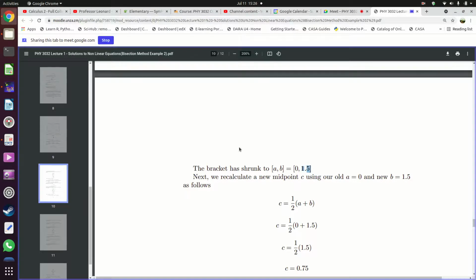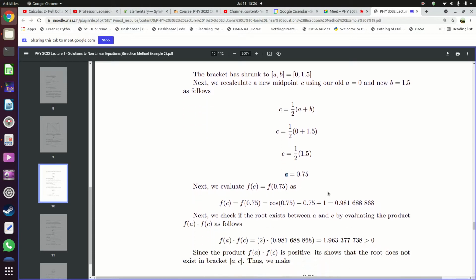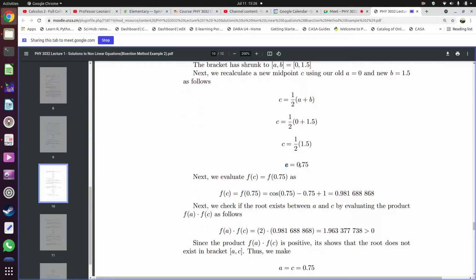Okay, next, now that we've got a bracket which runs between 0 and 1.5, we have to work out a new midpoint. So we calculate a new midpoint using the old A equals 0 and our new B equals 1.5. So our new midpoint C is going to be half of A plus B. That's C equals half of 0 plus 1.5, which is 1.5 multiplied by half, giving us a C which equals 0.75. So this is going to be our new midpoint, 0.75. Is that clear?